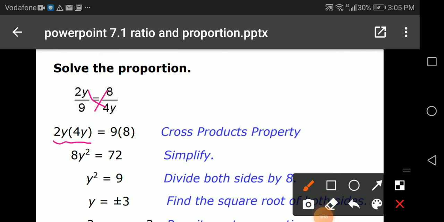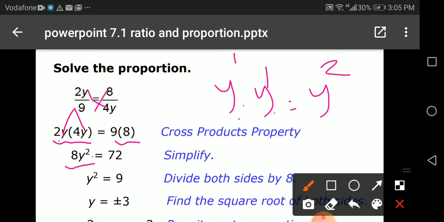2y times 4y will be equal to 9 times 8. So we have 2 times 4, 8y to the power 2. We have here y times y, which we have taken before in previous grades. Y times y is y to the power 2: we have power 1 and power 1, and we add the powers in the multiplication process. So 8y power 2 equals 72, y power 2 equals 9.